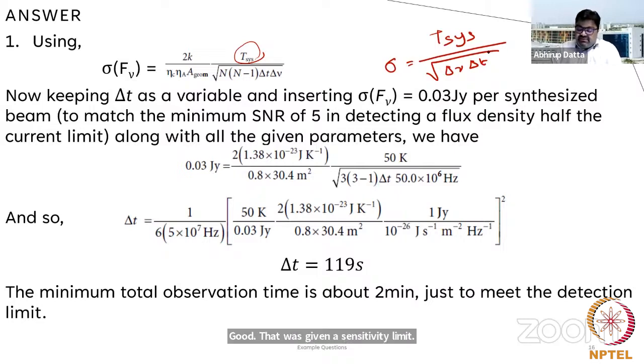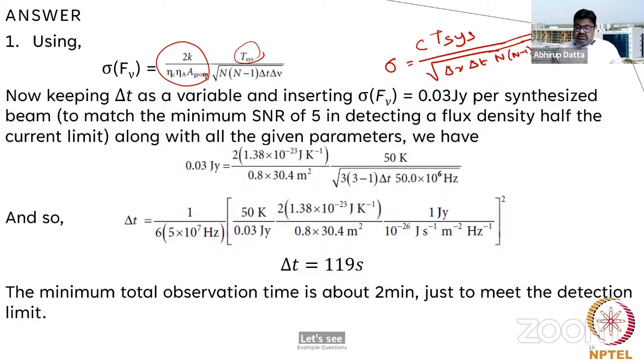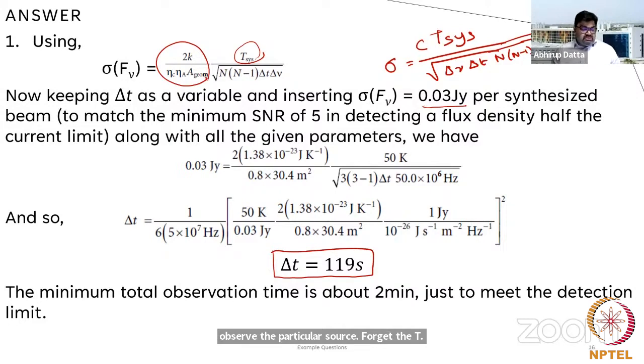Here for interferometry, we have more samples. So that's multiplied by N times N minus 1, which gives you the effect of the total number of baselines. And there will be some constants, which is given by C. So if you insert all the values, you basically have 0.03 Jansky per synthesized beam to match the minimum SNR. If you put on top of that, then you finally get it to observe the particular source for delta T equal to 119 seconds.